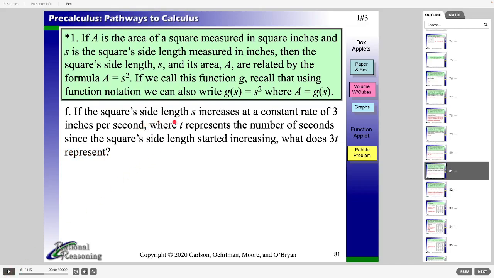The square's side length increases at a constant rate of 3 inches per second, right? So now we're not talking about a particular value, but that as it increases, where t represents the number of seconds since the square's side length started increasing, what does 3t represent? 3 times t. Well, that's whatever the time is, times 3. So that's 3 times the number of seconds since it started increasing.